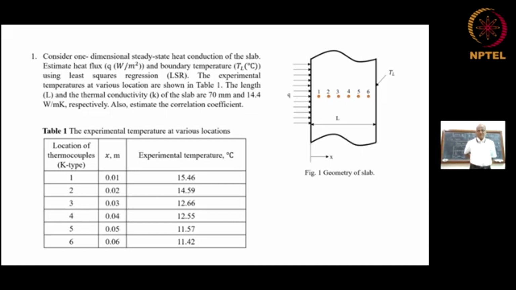least square regression. Least square regression is basically, I have not explained in detail, but you have a good idea. Sigma R squared that we want to minimize. Experimental temperatures at various locations are shown in table 1. The length and thermal conductivity of the slab are 70 mm and 14.4 watt per meter per Kelvin. So please ignore the last line. Also estimate the correlation coefficient.